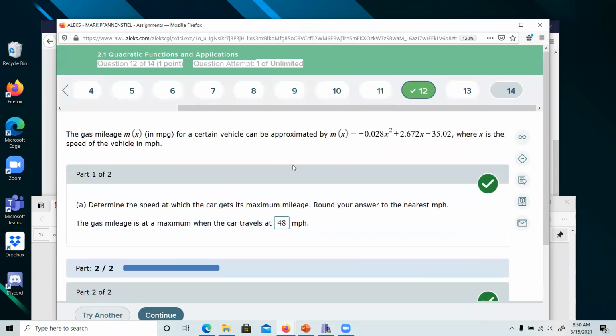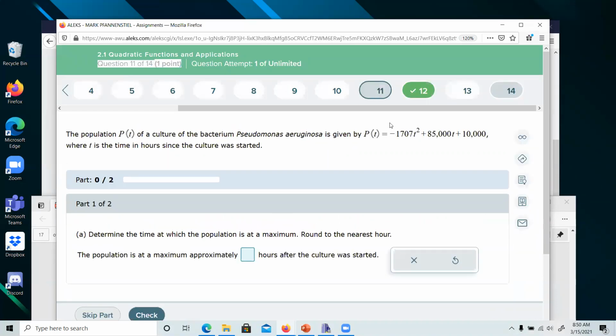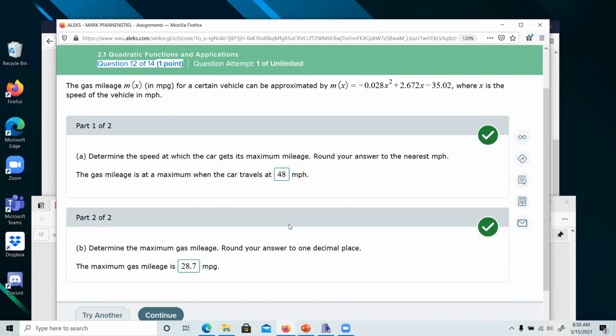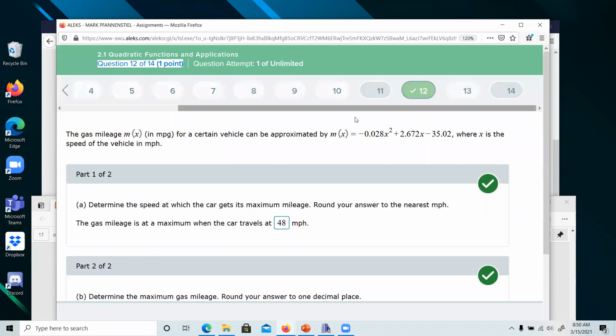I think the previous one is very much like this. This is 10 and 11, or 11 and 12 rather. Very similar kinds of problems, right? We use the vertex formula to find the vertex, and then we answer the question. They usually want the X part and the Y part, and they're going to ask you in the context of the question, and we can just go from there.